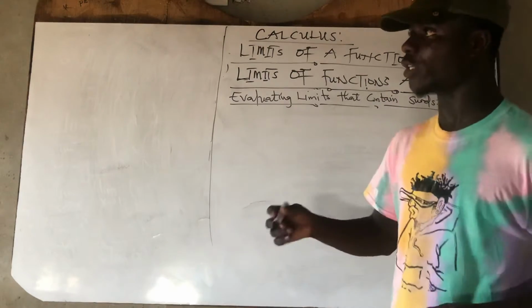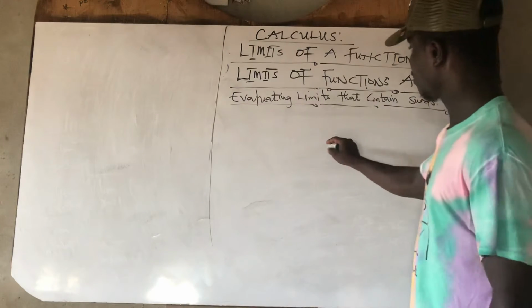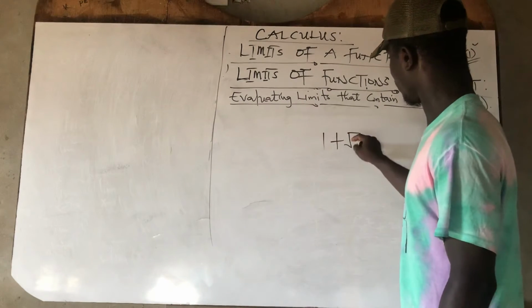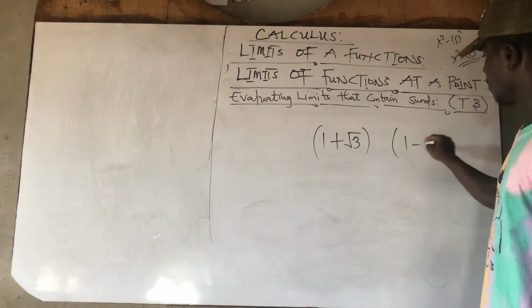Again, if the limit is initially indeterminate, multiply the numerator and the denominator by the conjugate surd. I believe you know conjugation. You've done surds, that's properties of surds. So if I have 1 plus square root of 3, what will be the conjugate of this, 1 plus square root of 3, which is what? 1 minus what?